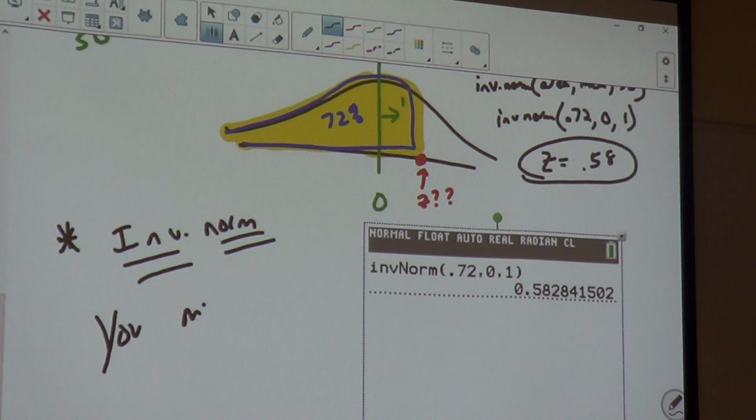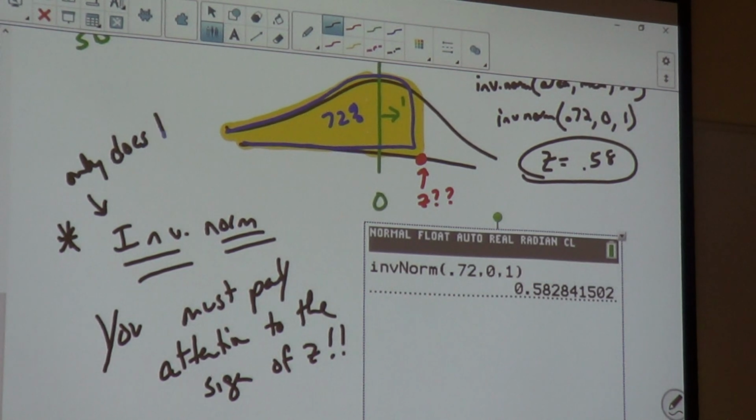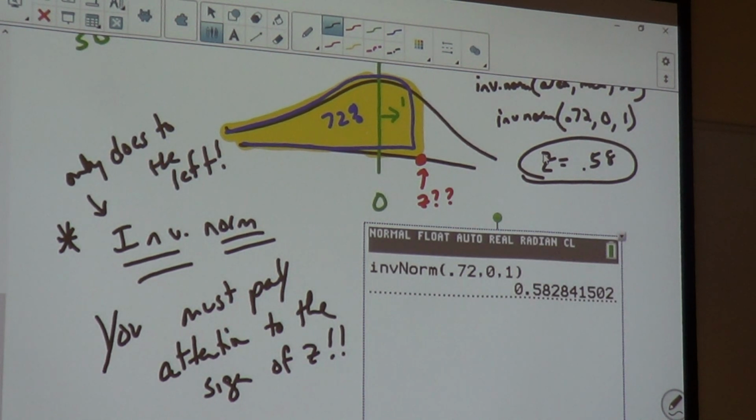Now, the thing that you have to pay attention to is that when you're doing inverse norm, you must pay attention to the sign of z. Because inverse norm only does to the left. It's like Beyonce. To the left, to the left, to the left. The inverse norm only does to the left. That's what she was thinking of when she was doing the song. The distribution of a standard normal curve.